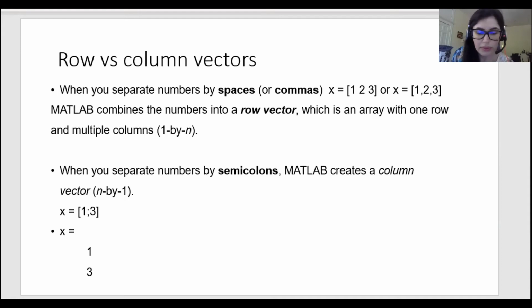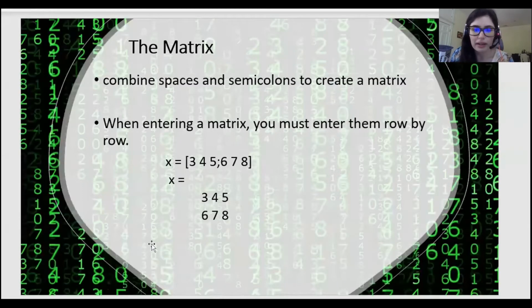When you want to create a matrix, you just have to put rows and vectors together. For example, here we have three elements spaced out, which are the elements of a first row, and then a semicolon, which means that here starts a new row. So basically just combine spaces and semicolons to create a matrix, which is just an array with multiple rows and columns.